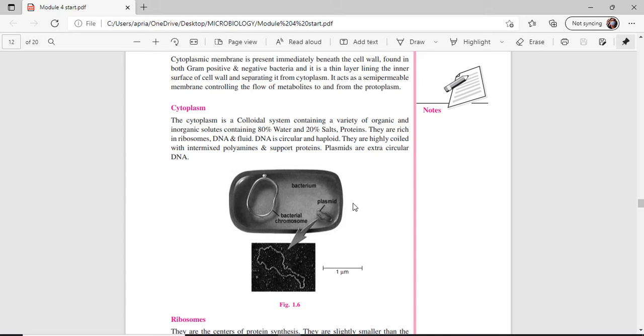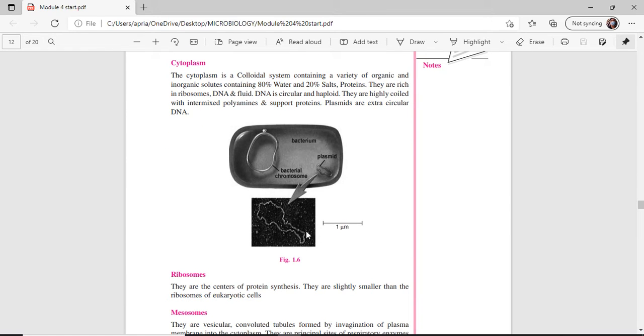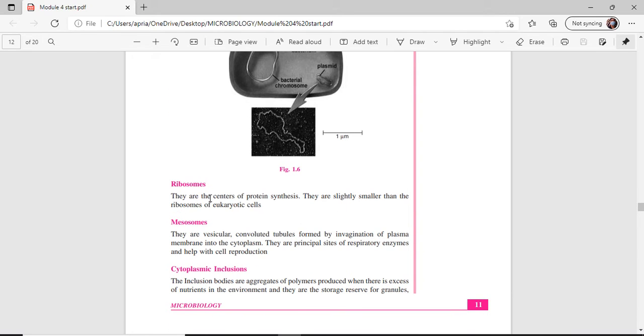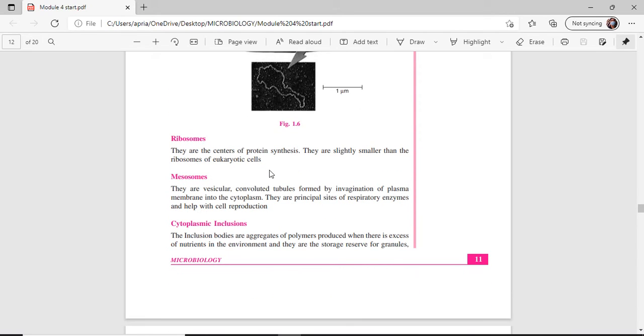Your plasmids naman are extrachromosomal DNA. Okay, you have here a picture of your plasmid. Okay, this is a focused image of a plasmid. Okay, then you have your ribosomes. They are the center of the protein synthesis. They're slightly smaller than the ribosomes of your eukaryotic cells.